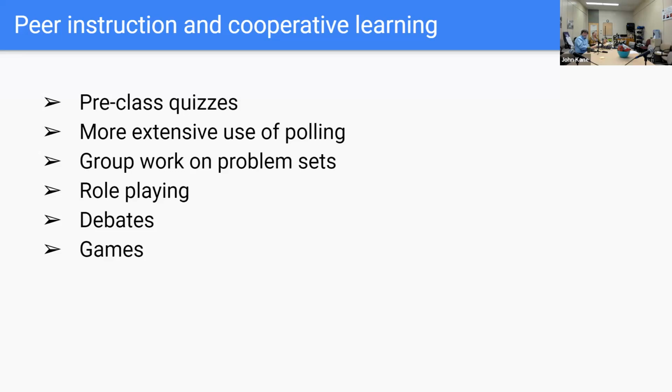Debates I did mention. Games: gamification has been of some interest for a while because students will sit for hours, sometimes for weeks at a time, mastering the different levels within an interactive game. And if we can gamify our classes so that students can see their progress, they can see that they're achieving certain learning objectives and so forth.